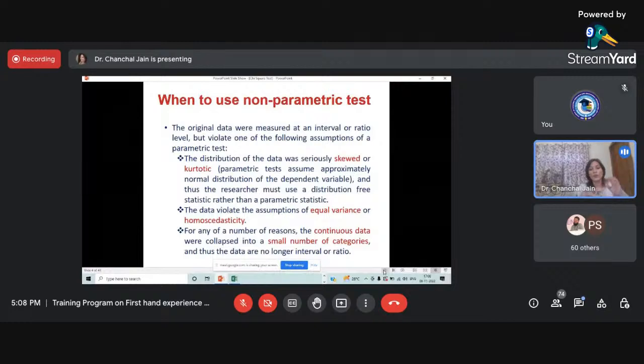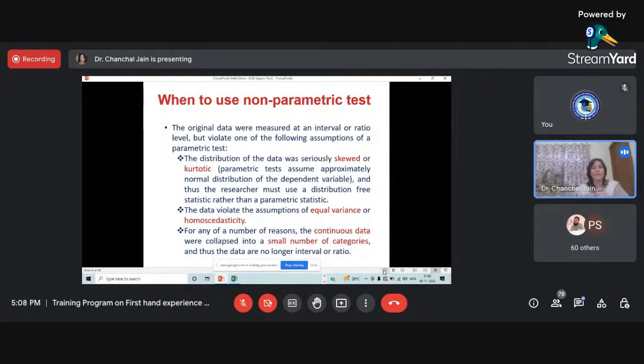So in that case, for each and every category, if we are getting a smaller number of responses, it might be possible that we will not go for the parametric test, and then we can select the non-parametric test. So these are the certain things which we need to keep in our mind to opt for the non-parametric test.